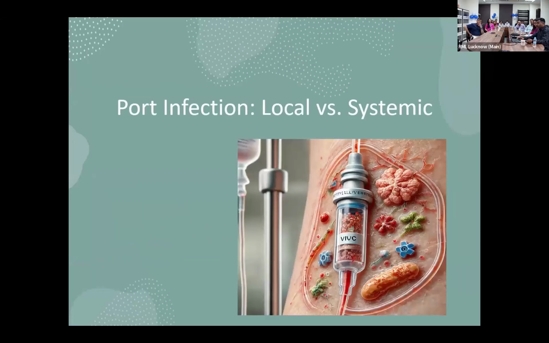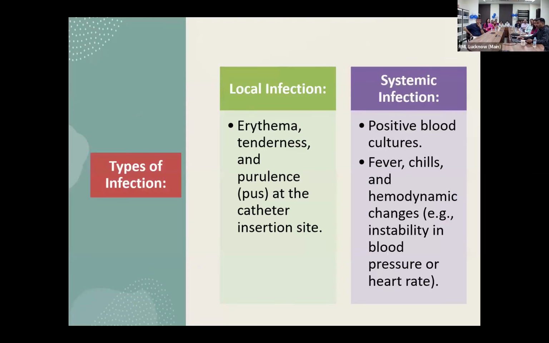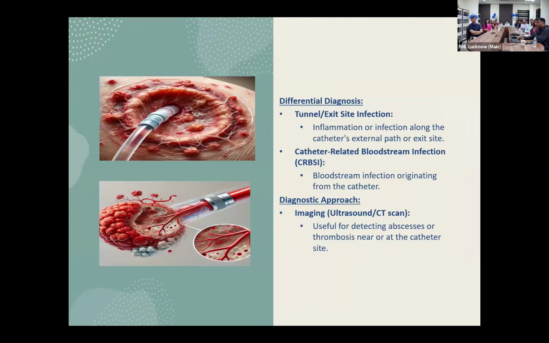Port infections can be local or systemic. Local infections present with erythema, tenderness, and purulent discharge at the catheter insertion site. And systemic infections present with positive blood cultures, fever, chills, and hemodynamic changes like instability in blood pressure or heart rate.